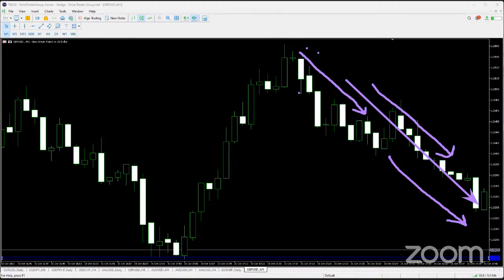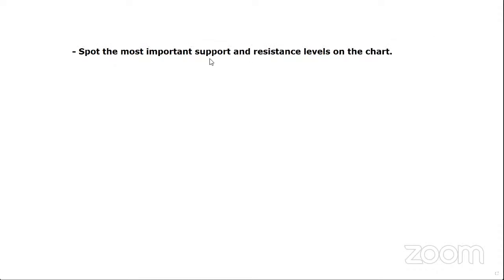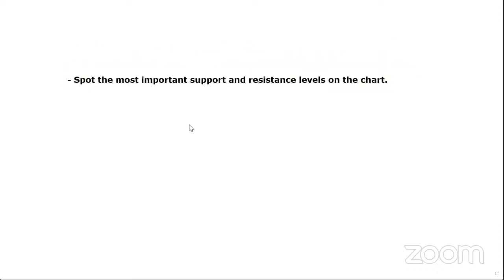Okay, so I'm gonna tell you now some important rules that you must follow. The first thing that you want to do is spot the most important support and resistance levels on the chart. They are going to be the reference. Spot the most important support and resistance levels on the chart. This is the first thing that you're gonna do.